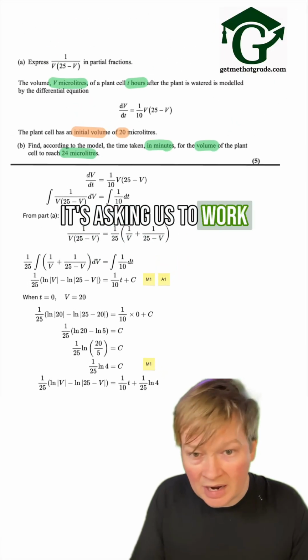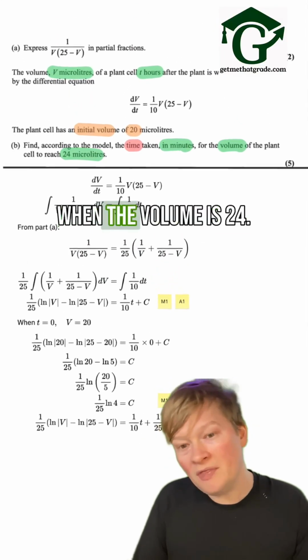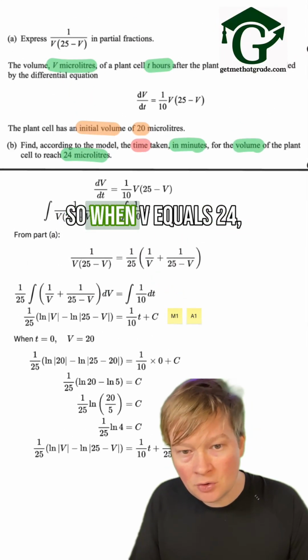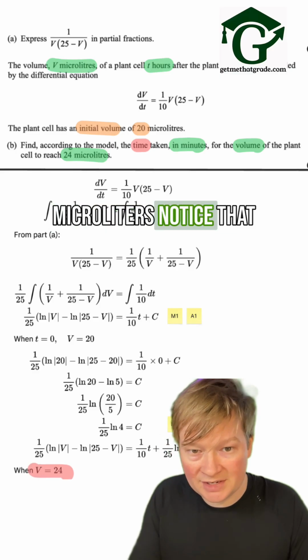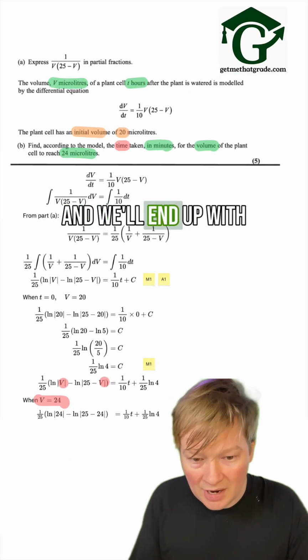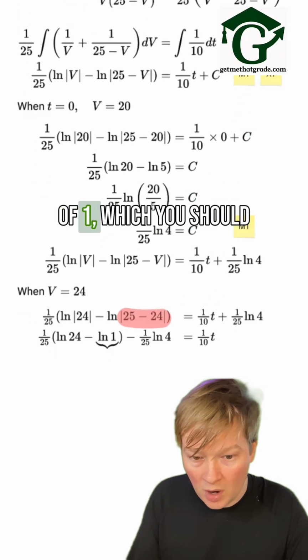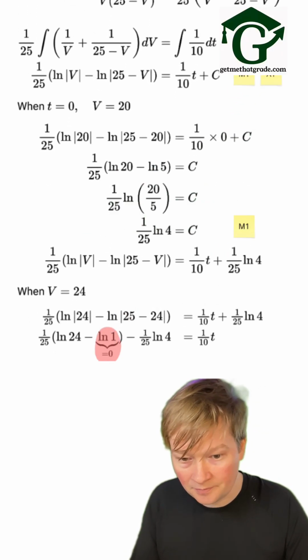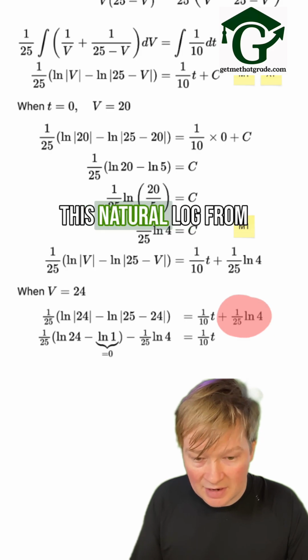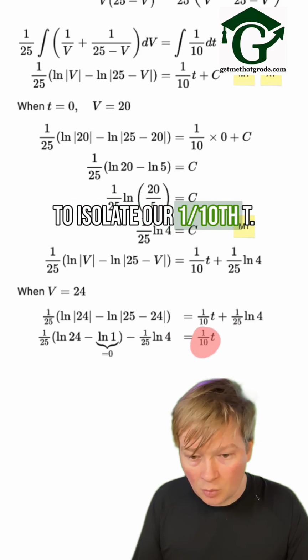It's asking us to work out the time in minutes when the volume is 24. So when v equals 24 microliters, notice that matches the units up here, and we'll end up with this. If you do the number crunching here, we end up with the natural log of 1, which you should know is 0. We can also subtract this natural log from both sides to isolate our 1/10 t.